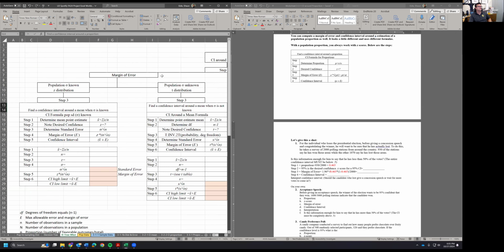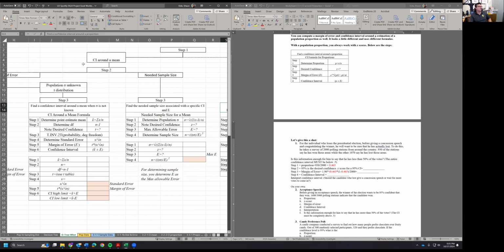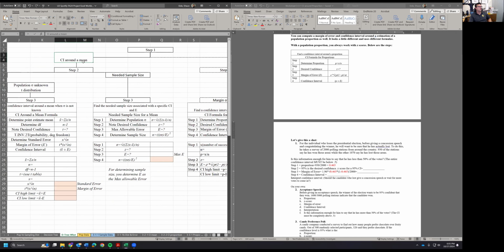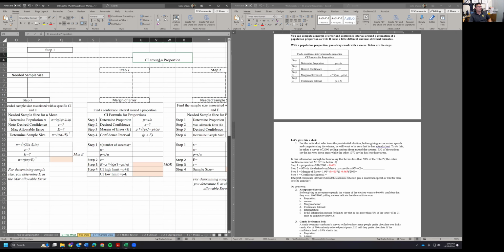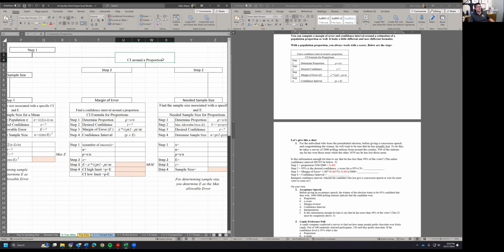Looking at this decision tree, step one is, am I looking at a confidence interval around a mean, or around a proportion? We're looking for a confidence interval around a proportion, because we're looking at 930 out of 2,000. We're saying, are we sure that he lost? And how sure are we? So we're going to come to step two. It's a confidence interval around a proportion.